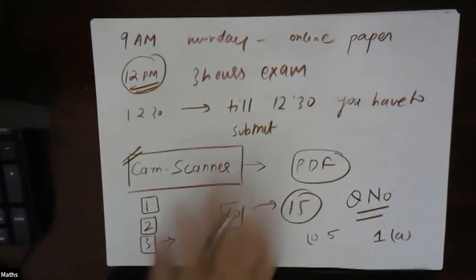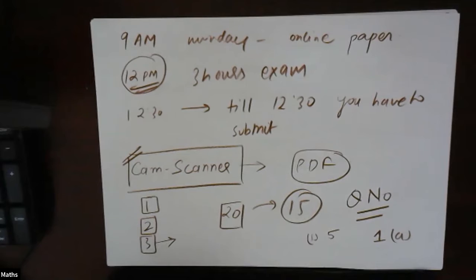No binary operations. Fifth time I'm telling. There is no binary operation, only the first and second chapters, which are relations and functions, and inverse trigonometric functions. No binary operation question will be asked.